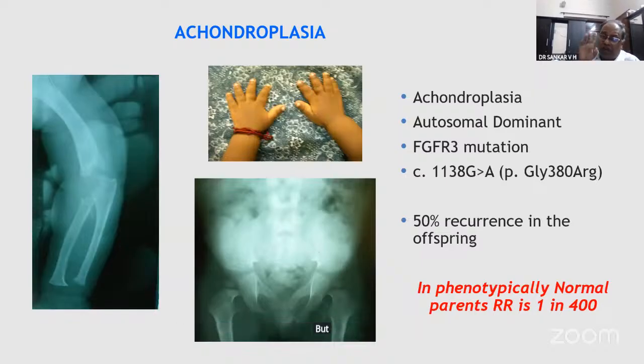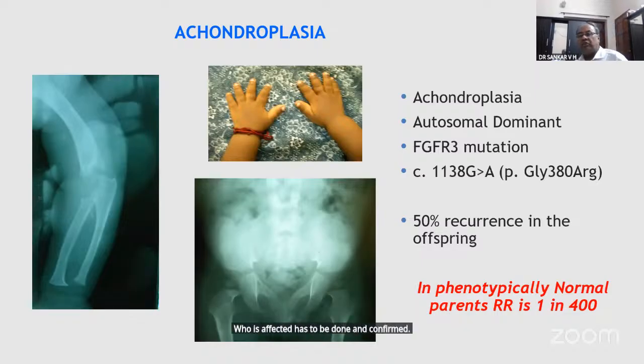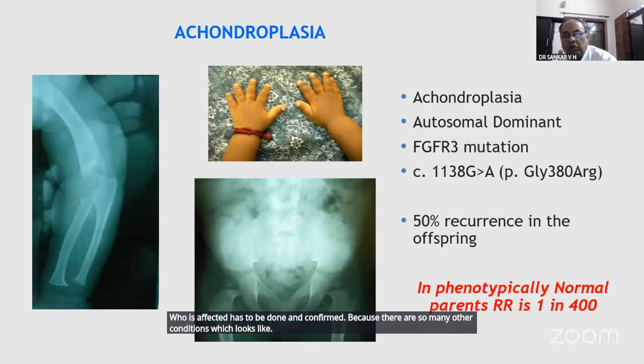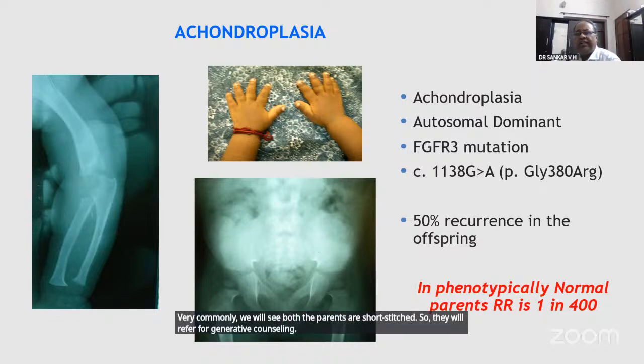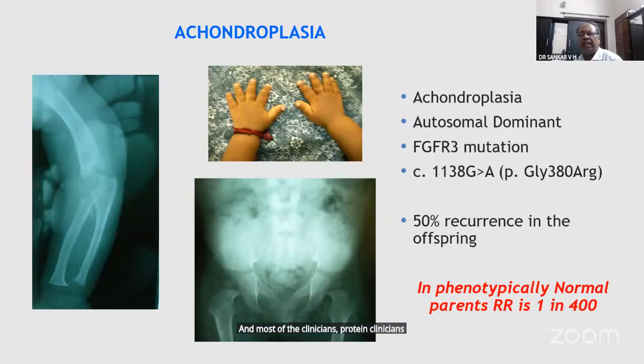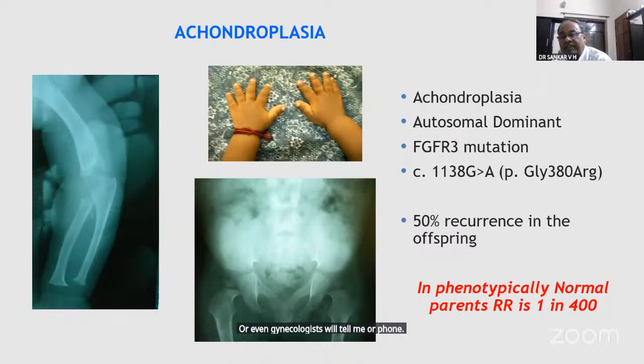But phenotype is not enough. The mutation in the proband, that is the father or mother who is affected, has to be tested and confirmed. Because there are so many other conditions which look similar to achondroplasia, and you have to check those out too. For example, very commonly we will see both parents are short stature, and they will be referred for genetic counseling. Most simple routine clinicians think short stature, disproportionate short stature, skeletal dysplasia means achondroplasia. So the resident, or even the gynecologist, will phone me: sir, two achondroplasia patients are there, can I send them for counseling?